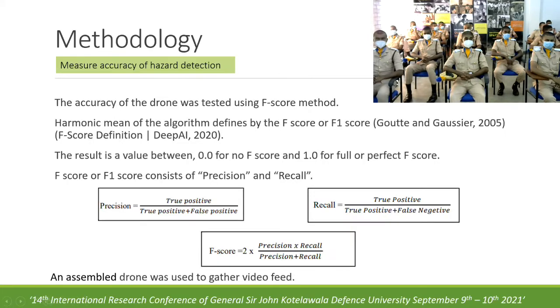The other section is measuring the accuracy of hazard detection, which emphasizes our second objective as well. The F-score was the main method that we used to test the hazard detection abilities of the algorithm. To give a brief overview, the F-score is the harmonic mean of precision and recall, and its numeric value lies between 0 and 1. Precision, also known as positive predictive value, is the fraction of true positive cases among the combination of true positive and false positive cases. Recall, also known as sensitivity, is the fraction of true positives among the combination of true positives and false negatives. Using them, we can calculate the F-score as per the formula mentioned on the screen.